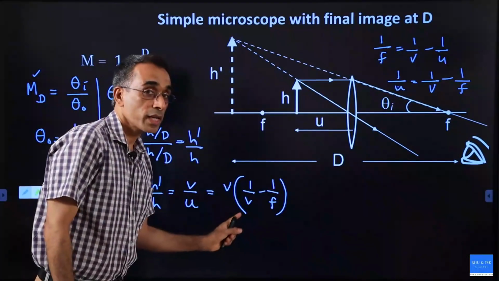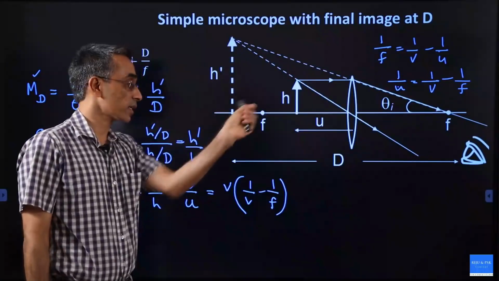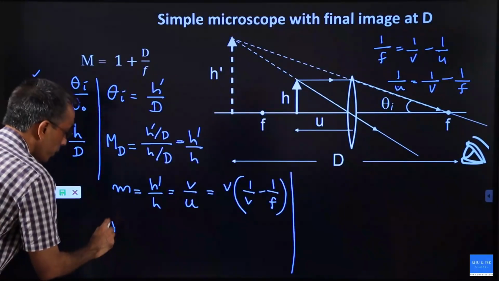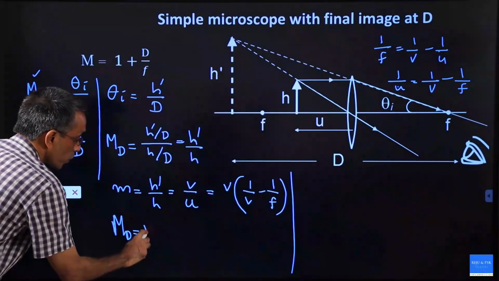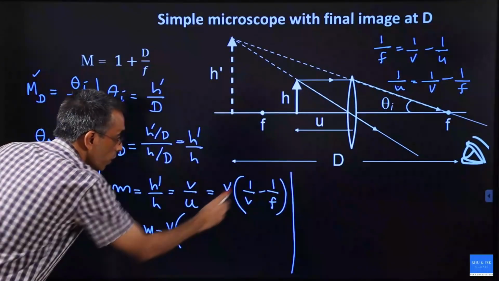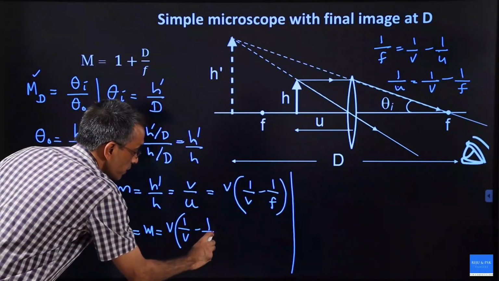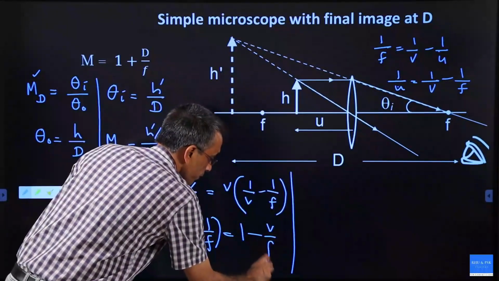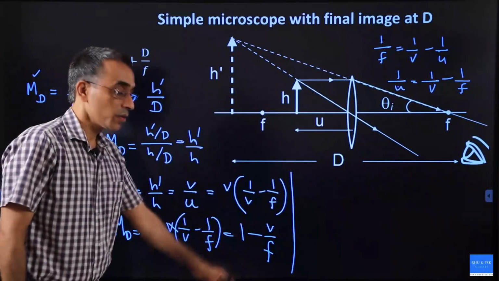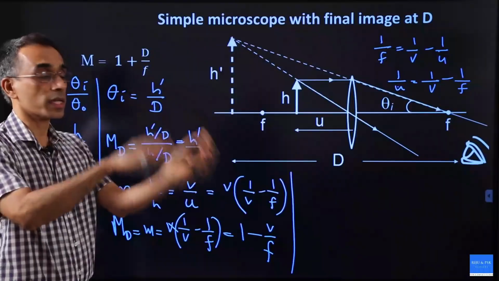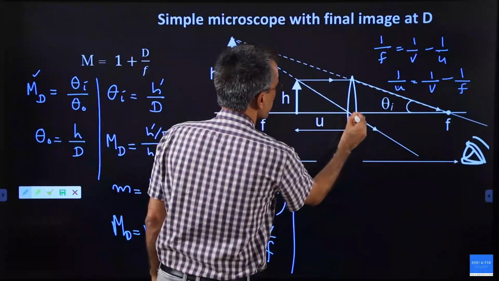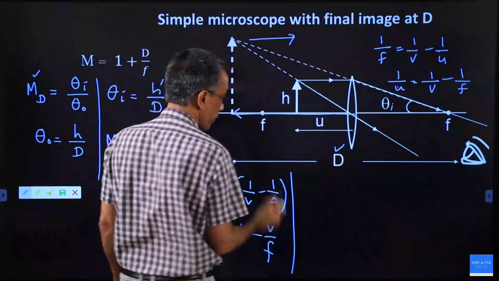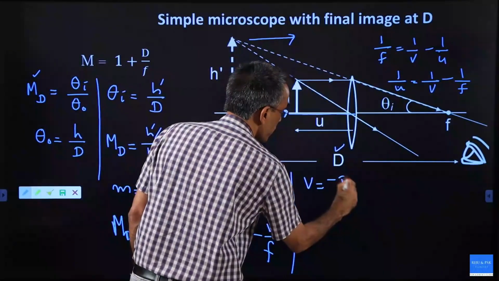This is the lens equation. Whenever we apply the lens equation you have to apply the Cartesian sign convention. Further, I will write it here. I am talking about M at D, which is equal to m, and that is equal to v into 1 by v minus 1 by f, which is equal to 1 minus v by f. But what is v? It is the distance from the lens to the final image. This is the lens. What is the distance to the final image? It is equal to d, and light is coming in this direction, so this must be minus d. So we can say v equals minus d.